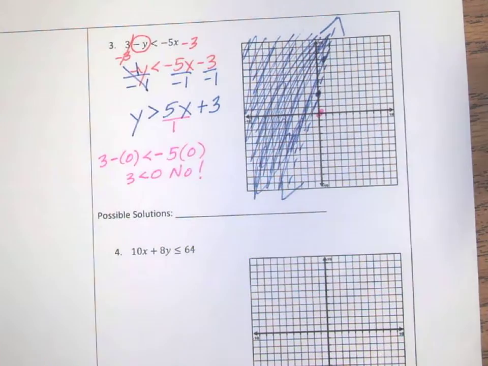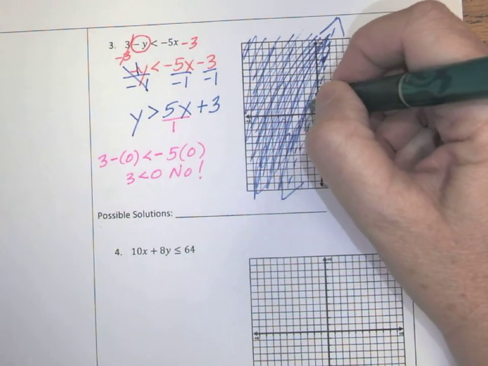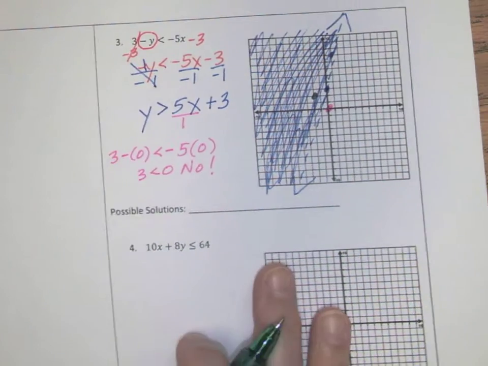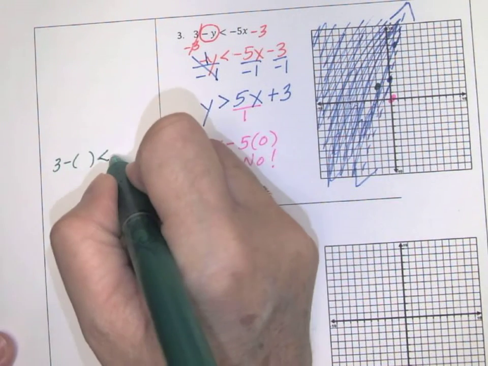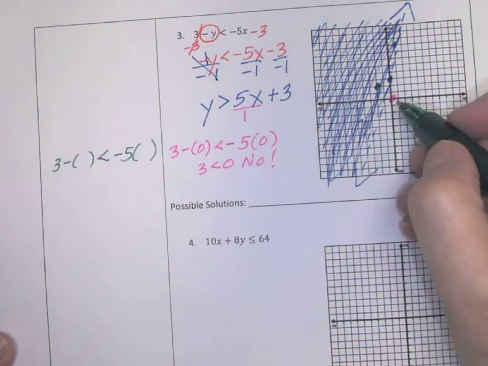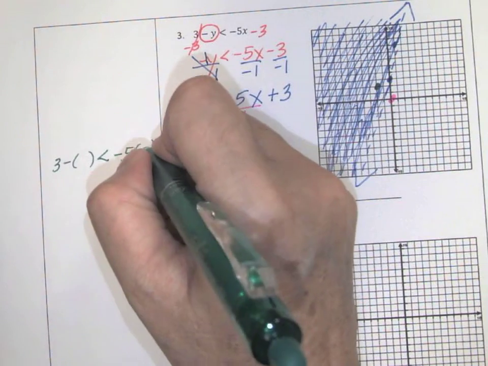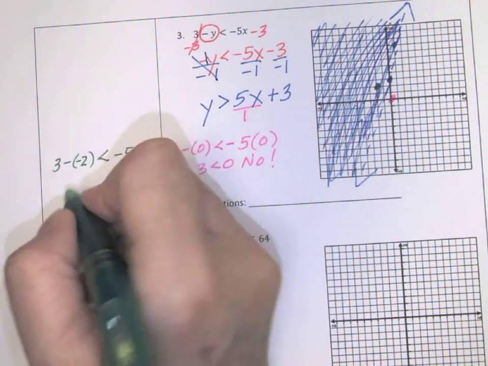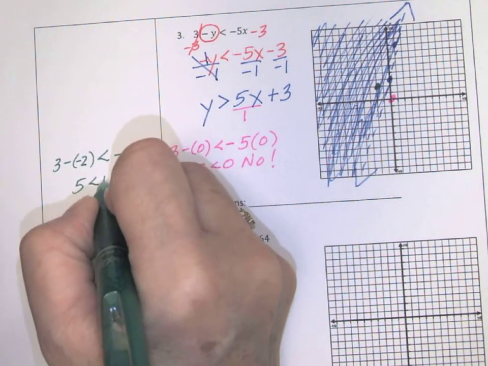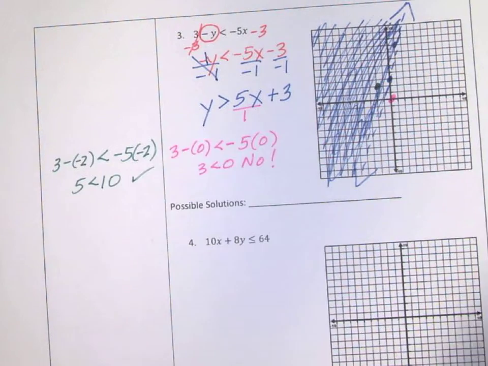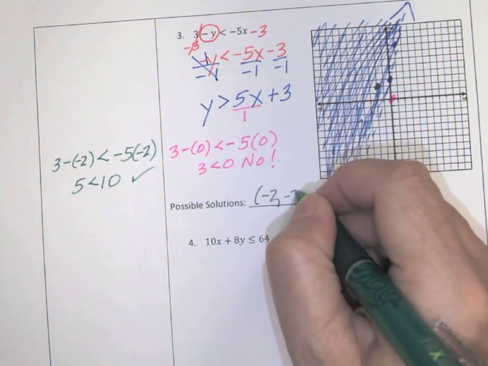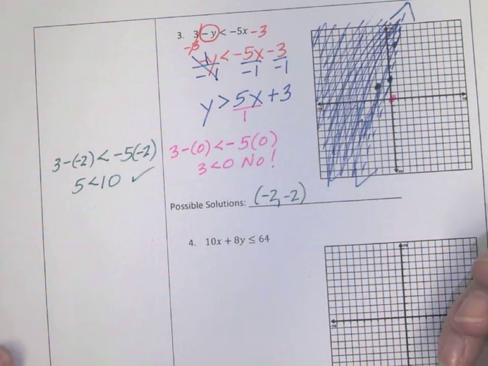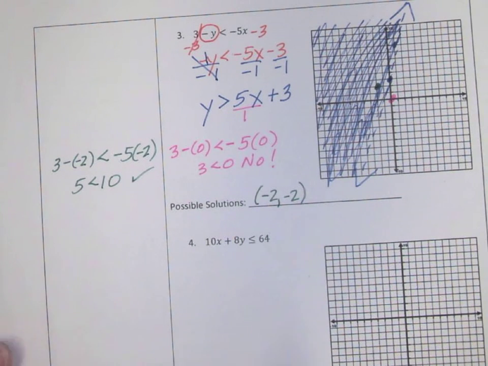Let's go ahead and test one that is in the shaded area. Let's test negative 2, negative 2. I'm just going to pick that point. So let's go to the original equation. And we're going to say that x is negative 2 and y is negative 2. We're going to get 5 less than 10. Is that true? Yes, it is. So yes, that is a solution. Negative 2 is in the shaded area. It's a solution. Let's check just one more.